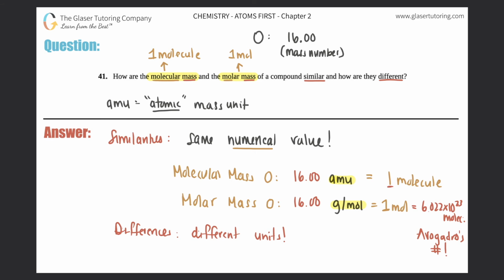Super important to memorize that number, all right? But those are the similarities and differences between molecular mass and molar mass. Molecular mass and molar mass will have the same numerical value, but they will just have different units because they represent different things. 1 molecule versus 1 mole. Easy peasy, right?